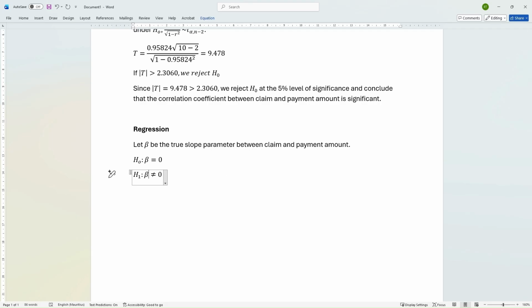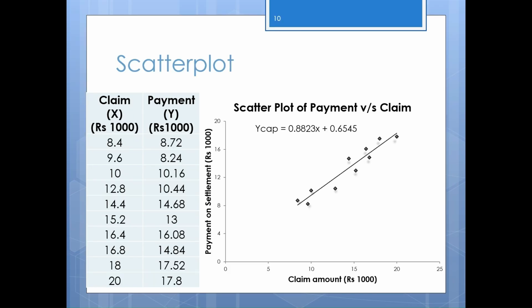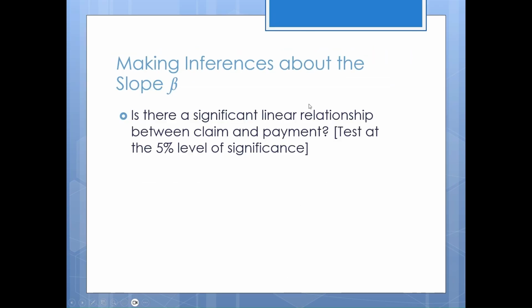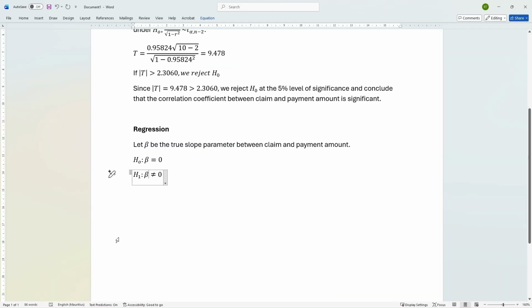Because that was the question earlier. Is there a significant linear relationship? I did not say is there a significant positive linear relationship. I said, is there a significant linear relationship? So for that particular purpose, that's why I say it is not equal to zero. If I said is there a significant positive linear relationship, that would have been greater than zero. Okay. Now this is done.